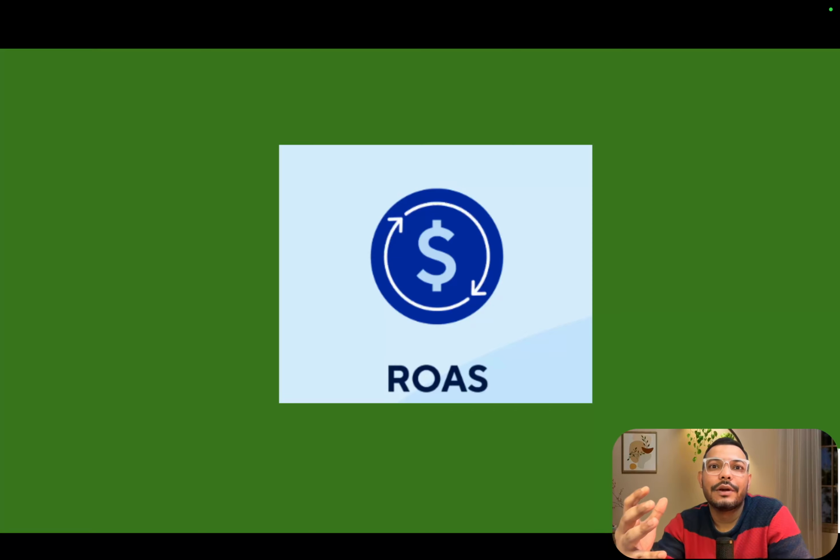How will you get it from 4x to 5x, 5x to 6x? What strategy would you like to play for it? And that's why it's really important to manage the ROAS.